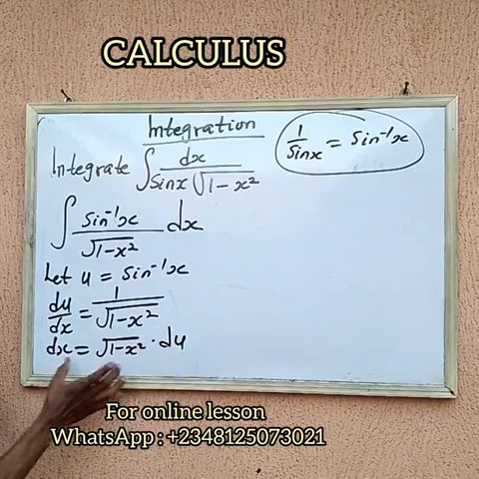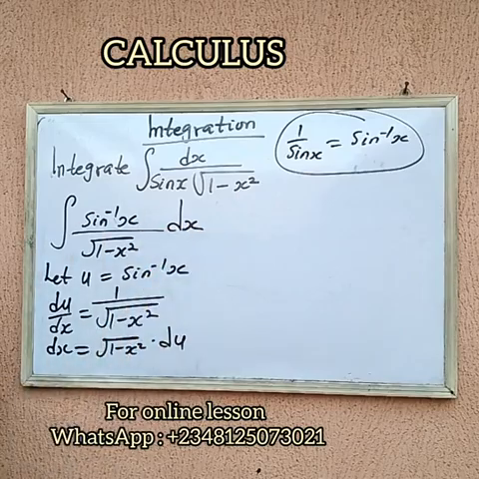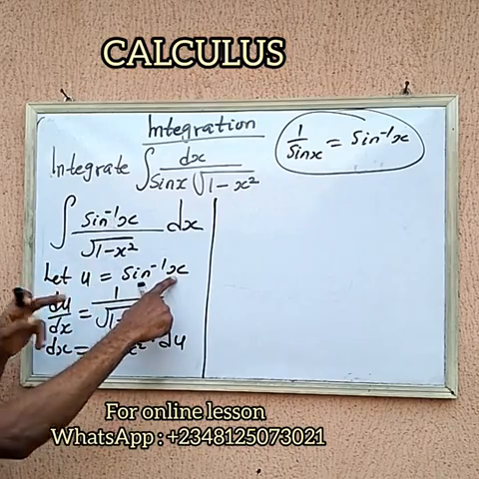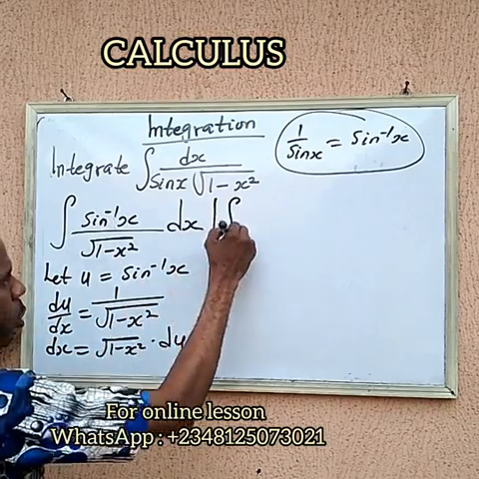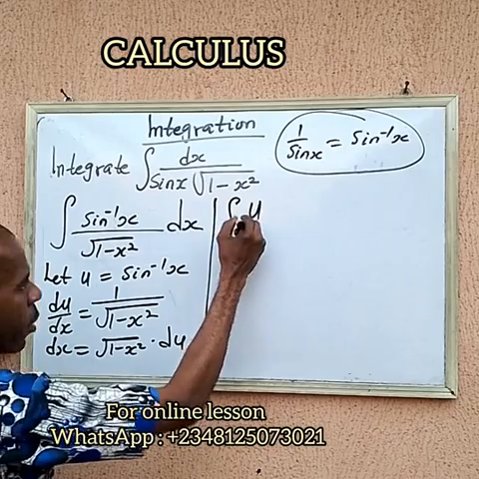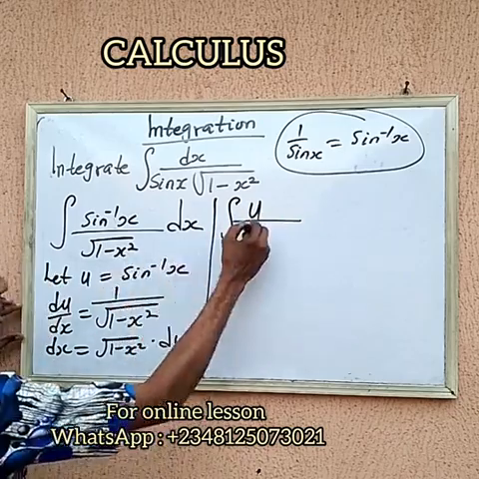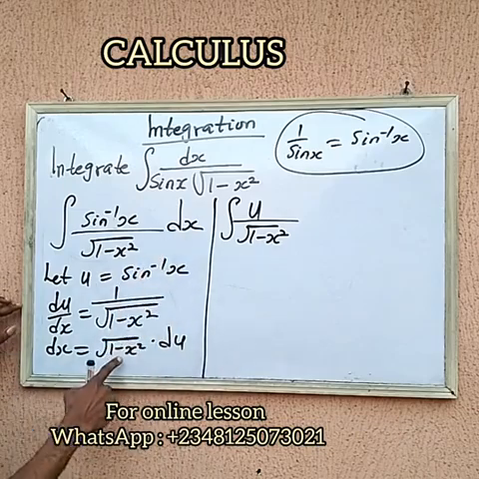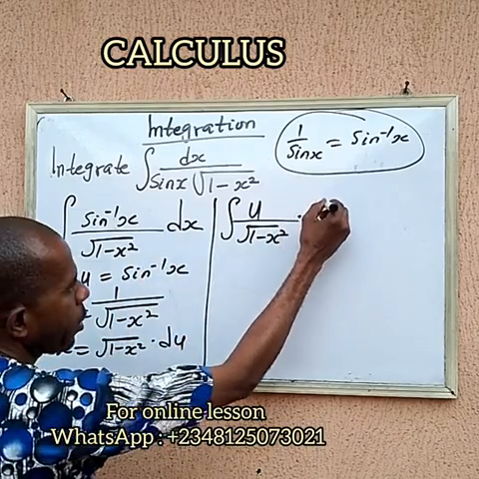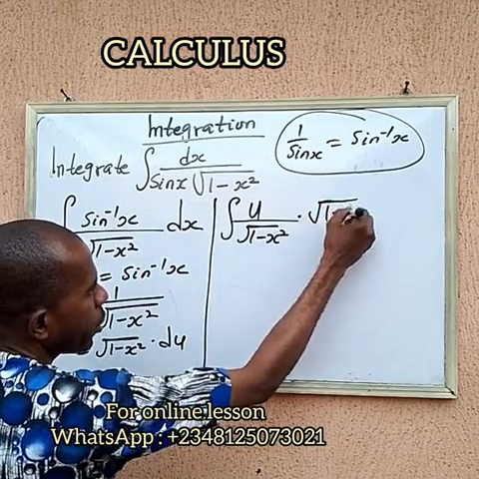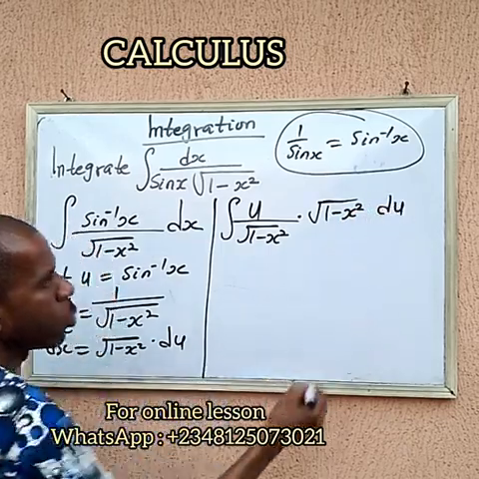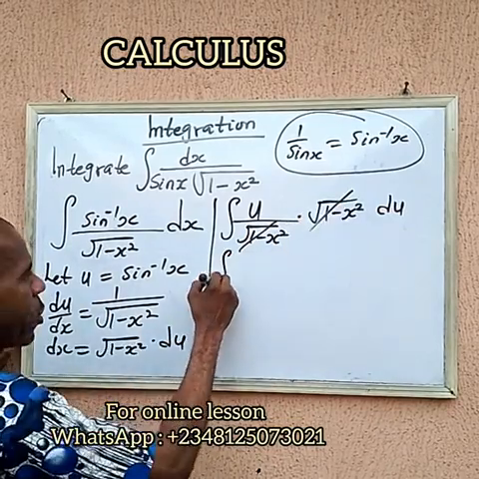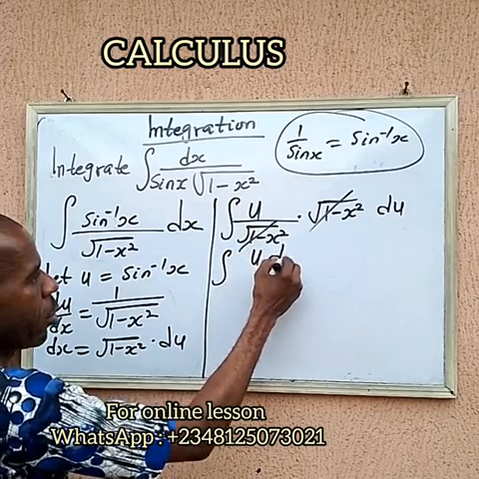So now let us use this to replace the dx here. It means this one here becomes u, because we said let u equal sine inverse of x. So which will now give us u, then all over the root of 1 minus x squared. Now remember, your dx now represents the root of 1 minus x squared, then du. So here, we just cancel this out, so that we can now have the integral of u du.